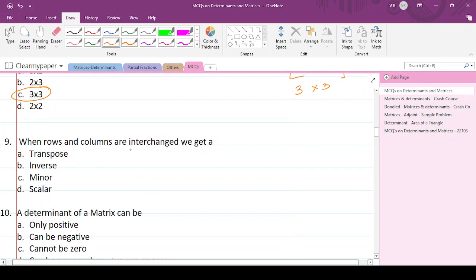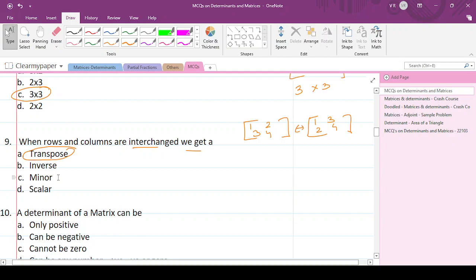When rows and columns are interchanged, what do we get? For example, let's say 1, 2, 3, 4, and we interchange the rows and columns. What does that mean? Rows become columns and columns become rows. The first row, 1, 2, becomes column 1. The second row, 3, 4, becomes column 2. So this is what is interchanged here. Whenever rows and columns are interchanged, we get the transpose of a matrix. We don't get an inverse, definitely not a minor and not a scalar.